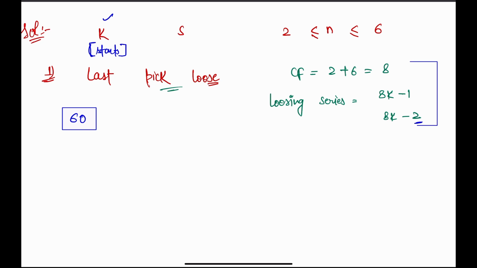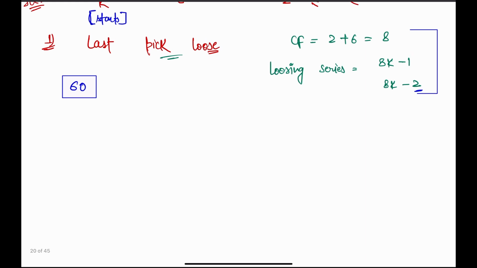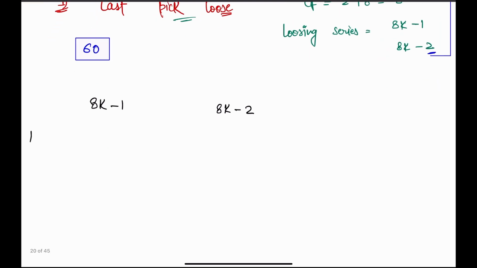If there are 60 coins, what could be the nearest to this one? We know that 8 8s are 64, so 64 minus 1 is 63, or minus 2 is 62. There are only 60 coins, we cannot make it 62, so we will go with 7. So 8k minus 1, 8k minus 2. If we take k equal to 7, what will be the value? 56 minus 1, sorry, 55, and here it will be 54.